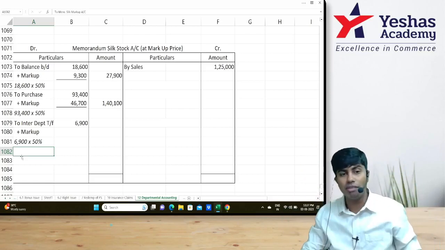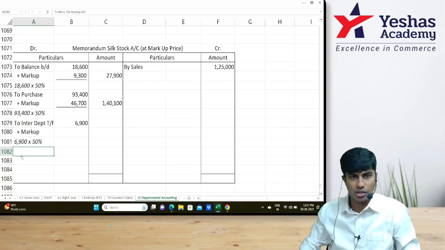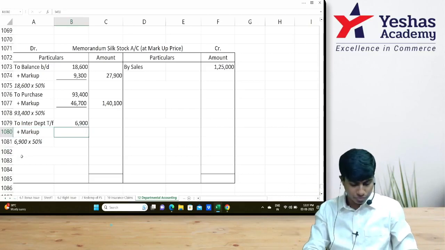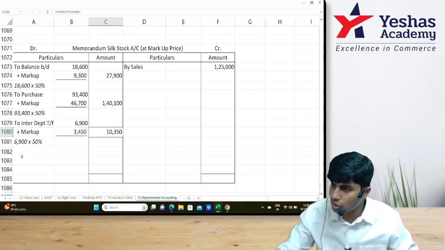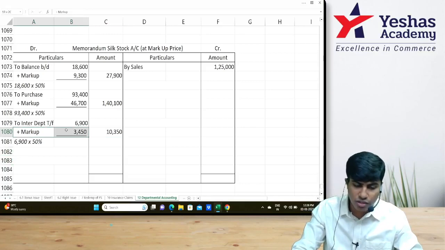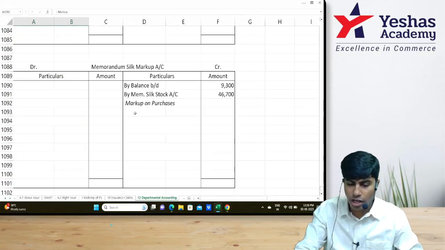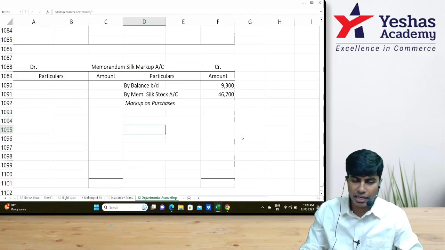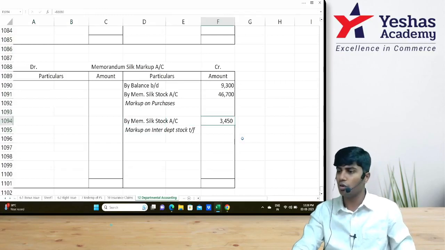Markup is on cost. They will disclose the cost, but they'll individually add their markups. So 50% is how much? 3,000. Together it becomes 10,350. This 3,450 is markup, which we have written here, which will go to memorandum markup account on the credit. I'll write here markup on inter-department stock transfer 3,450.